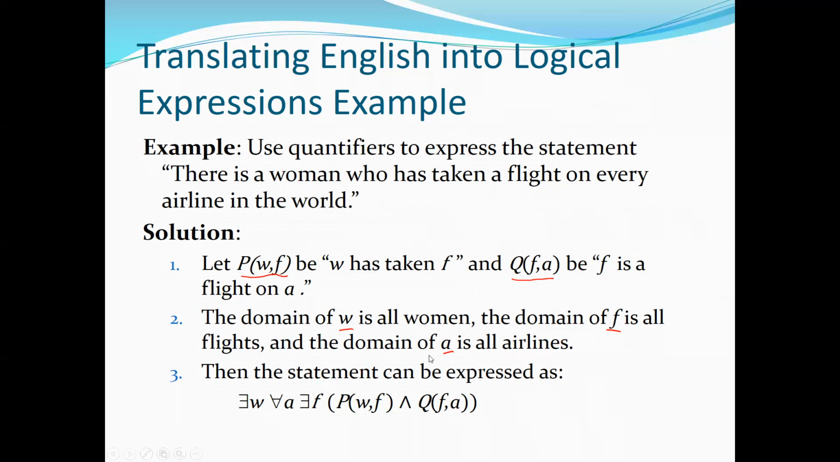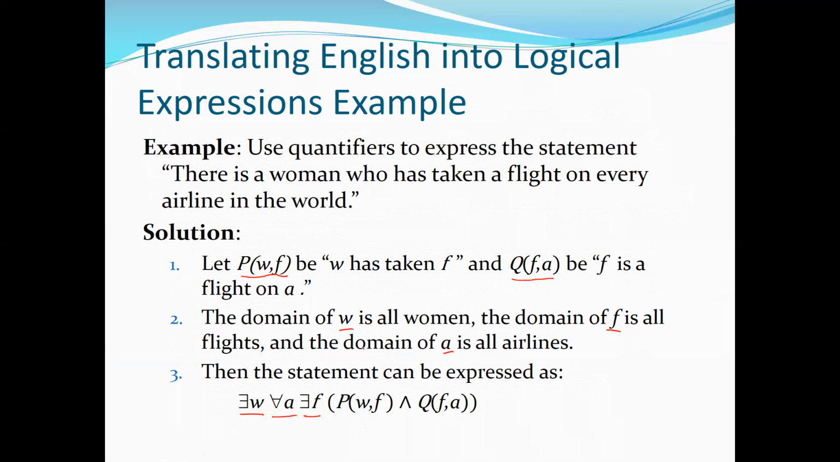Then the statement can be expressed very easily. There is a woman, so there exists some w, where w is the woman. There exists some w for all the airlines, who has taken flights on every airline. So read it again: there exists some woman, for all the airlines, there exists some flight. What does it mean? P of w comma, sorry, just wait, let me erase this.